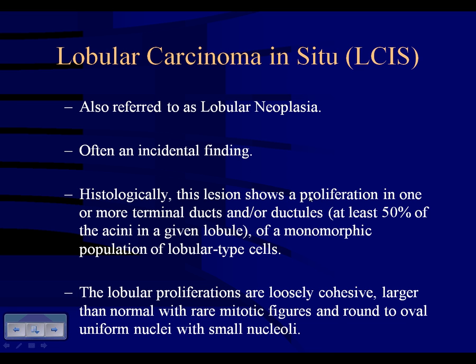And again, histologically, this lesion shows a proliferation in one or more of the terminal ducts within the lobular units, where it's involving at least 50% of the acini in a given lobular unit. And they're composed of these small monomorphic type cells. Ductal cells tend to be larger than lobular cells in this setting, in these tumors. Keep that in mind. We'll look at that in cytology too.